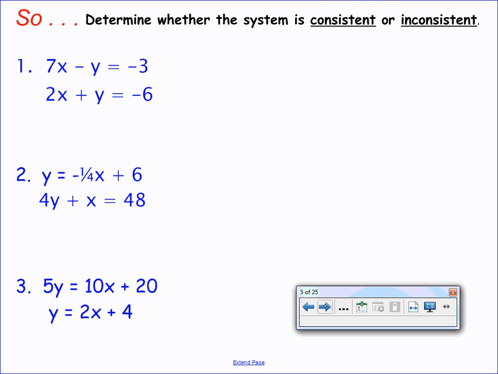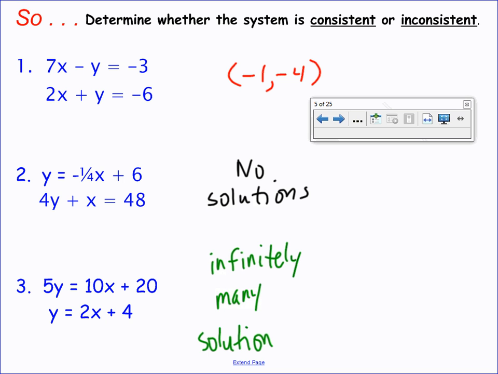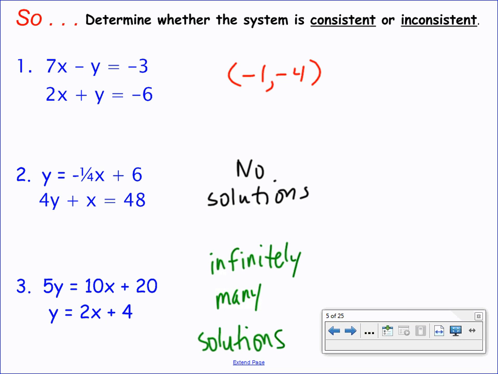So that's pretty sweet. All right, so let's go ahead and sum it up. We had -1, -4. What was the first solution? -1, -4. We had no solutions. Number 3, we had infinitely many solutions. Go ahead and decide right now with your partner which of these systems are consistent, which of them are inconsistent, and I'm going to call on you to share with the whole class. So which are consistent, which are inconsistent?